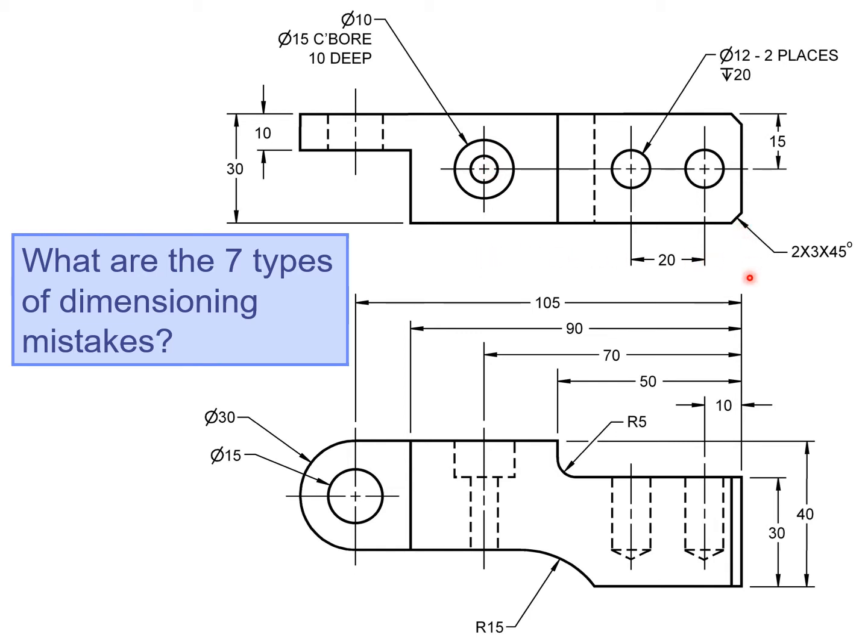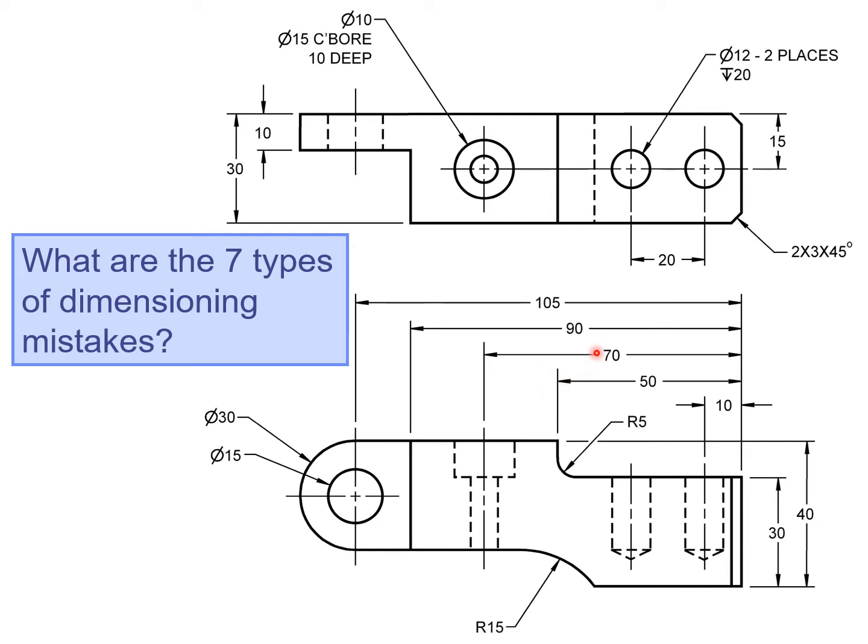Another mistake, or maybe not a mistake, but something we are missing, is the location for this radius. We do have a radius here, but we don't know where this point starts. So either we need to come in and place a dimension here, or we need to put a center mark and dimension the location of that center mark with a horizontal dimension.